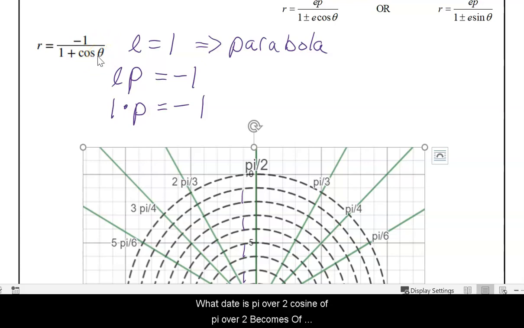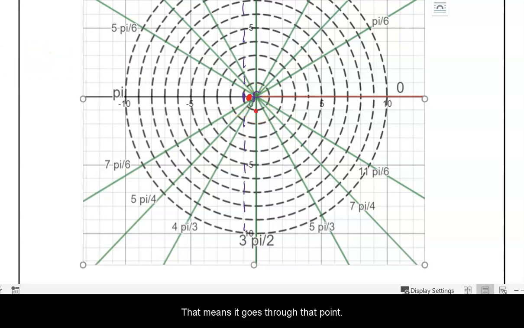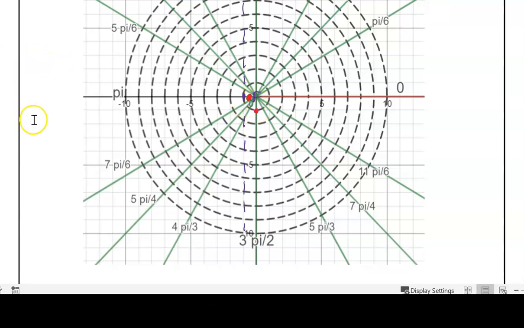When theta is pi over 2, cosine of pi over 2 becomes, of course, 0, and this gives me that the radius is -1. Where would that be located? If I'm looking at it, remember that pi over 2 would travel up away from the pole. However, a radius of -1 would shoot it out along the 180-degree line towards 3 pi over 2. That means it goes through that point.